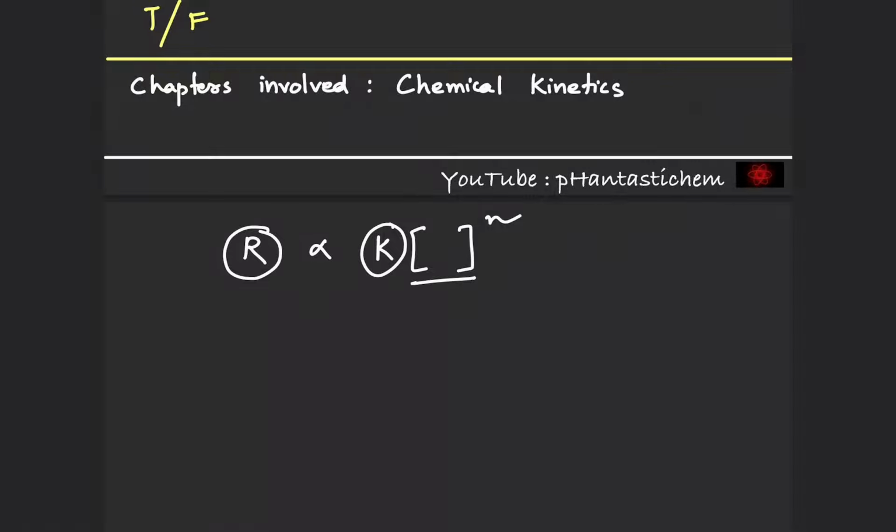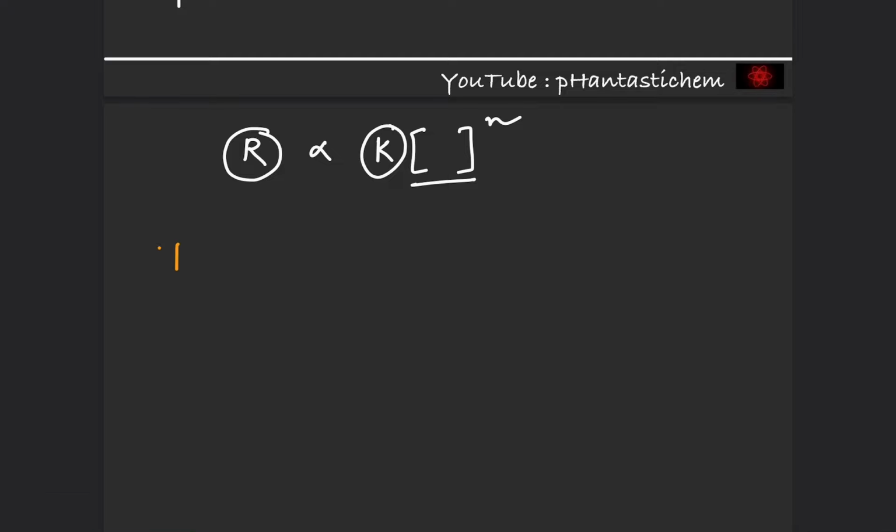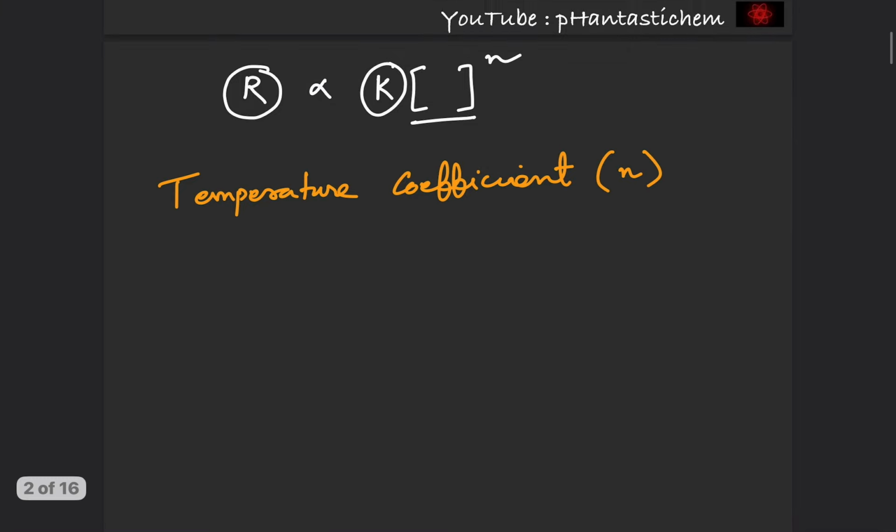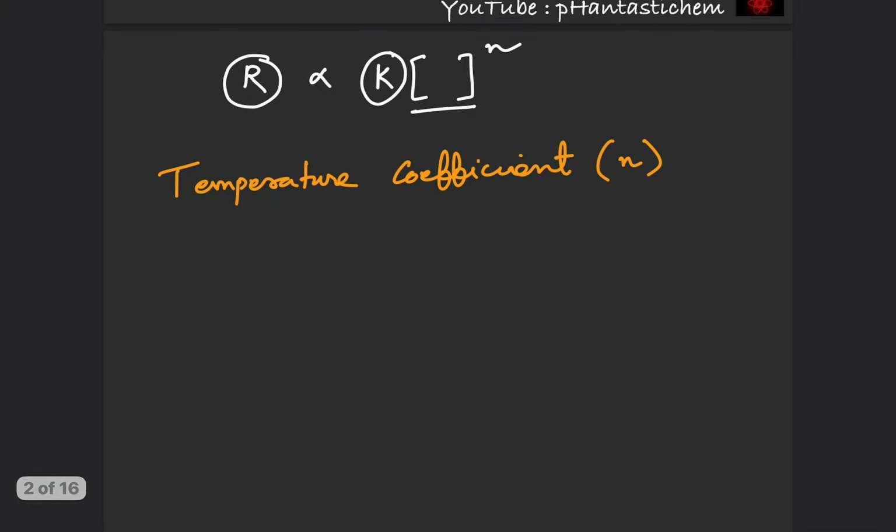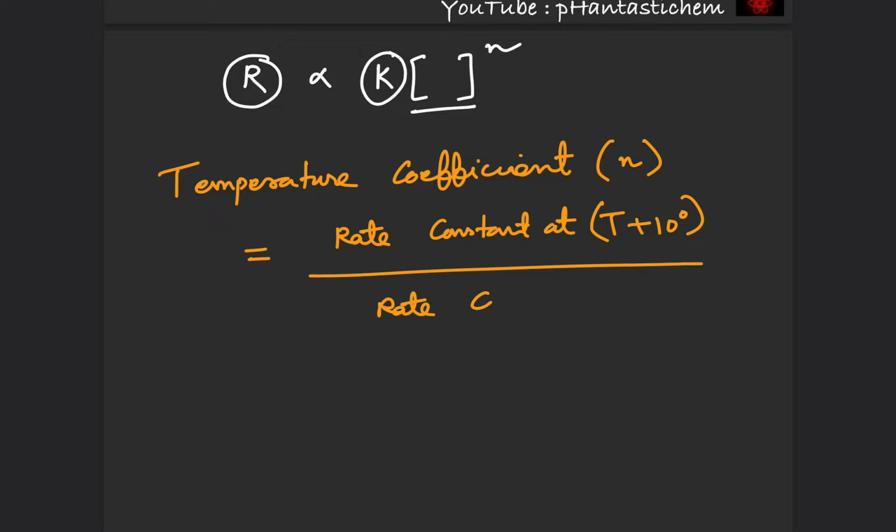So the effect of temperature on the rate of reaction, or you can say the rate constant, is expressed in terms of a quantity called temperature coefficient. This has a symbol N. The formula or the value of temperature coefficient is the rate constant at T plus 10 degrees divided by the rate constant at T degrees.